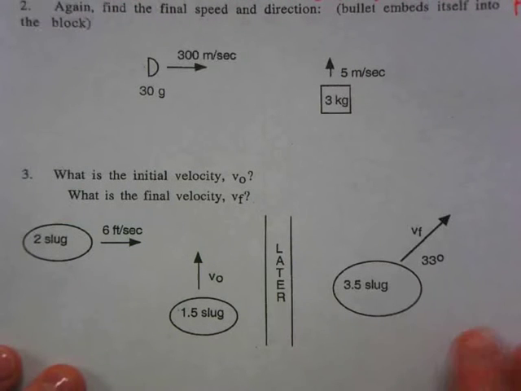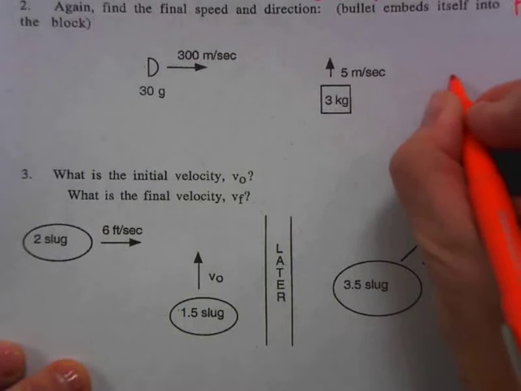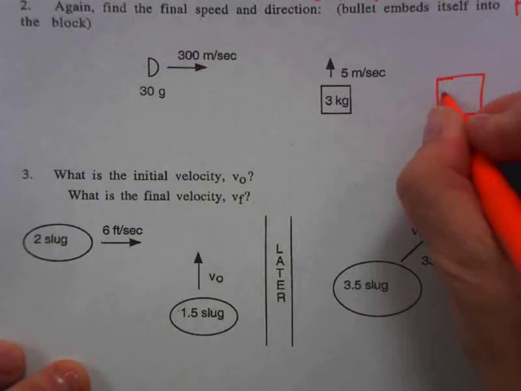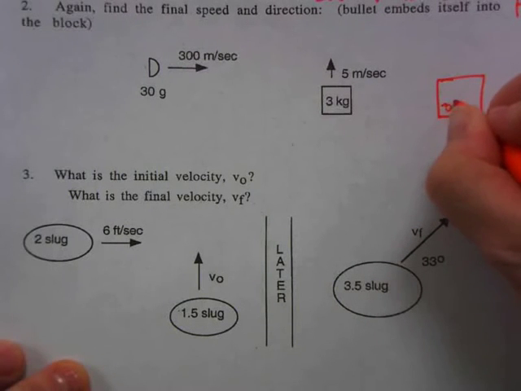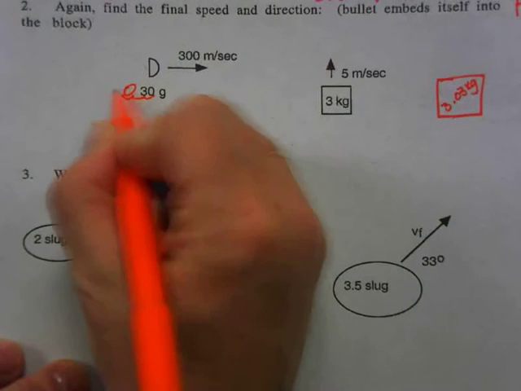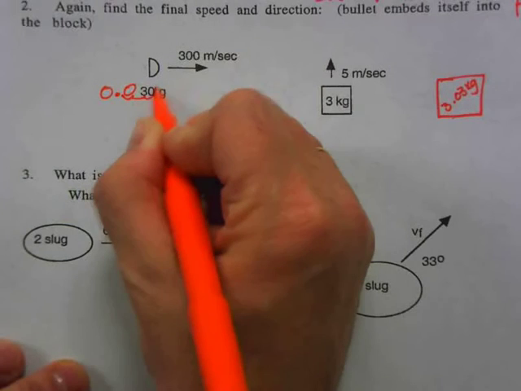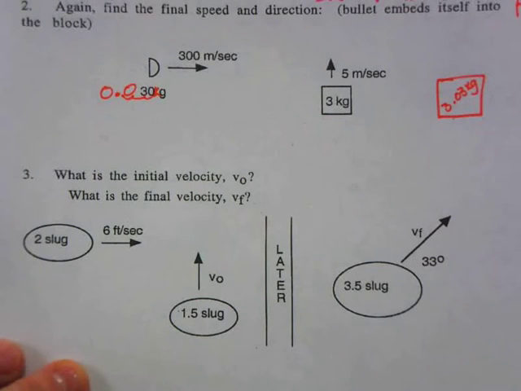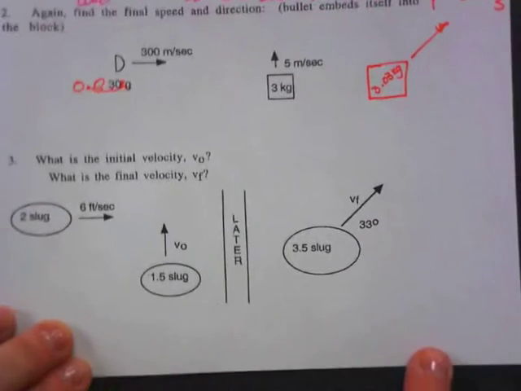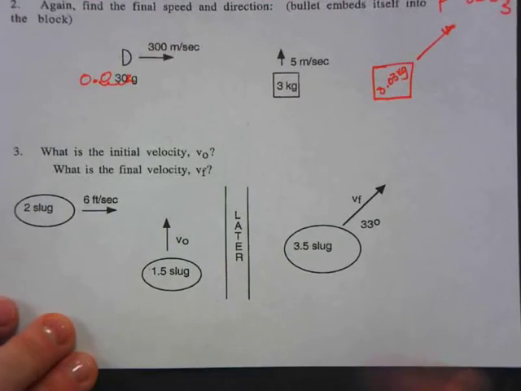Number 2, find the final speed and direction a bullet embeds itself in a block. Be careful of units on this one. So we have, after the collision, a block which has a mass of 3.03 kilograms. Because the mass here is 0.03 kilograms. Okay? And that will head off in this direction.